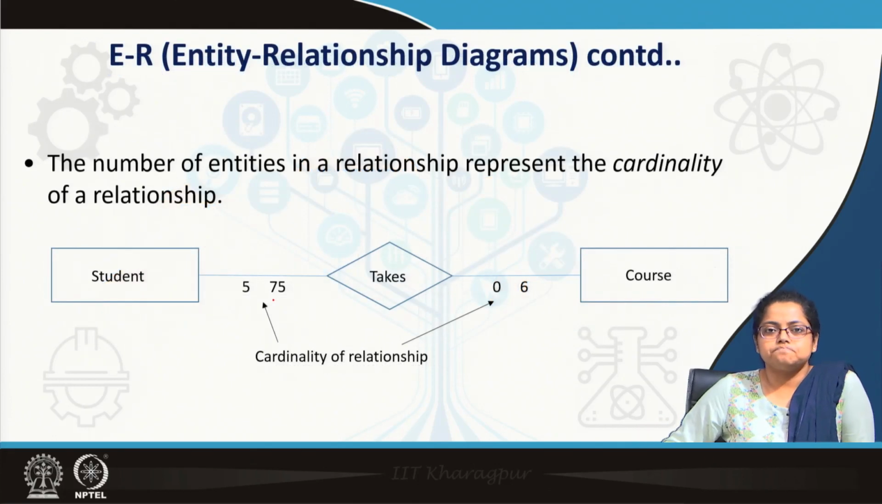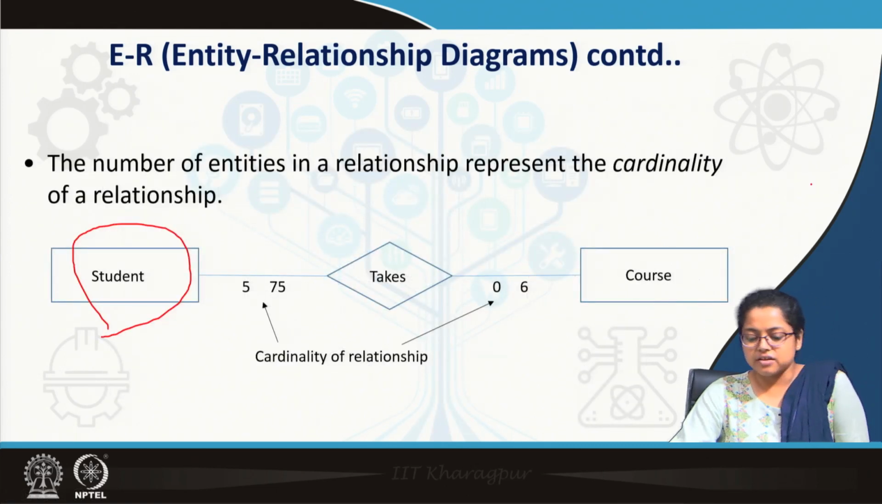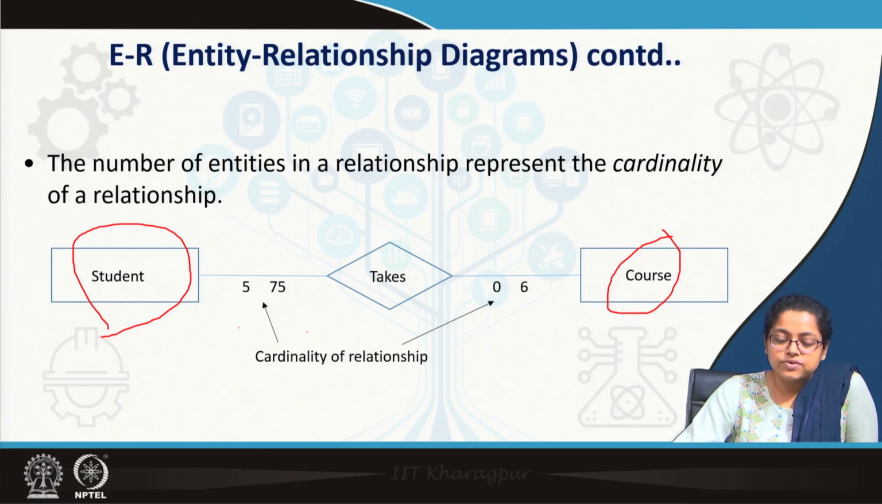Moving ahead, in this particular diagram, we talk about two entities. One is a student entity, and the other is the course entity. So, here we have two entities and we are trying to find out the relationship between these two entities. In this particular example, a student opts for a course or a student takes a course. Therefore, takes here is the relationship between the student and course entity.